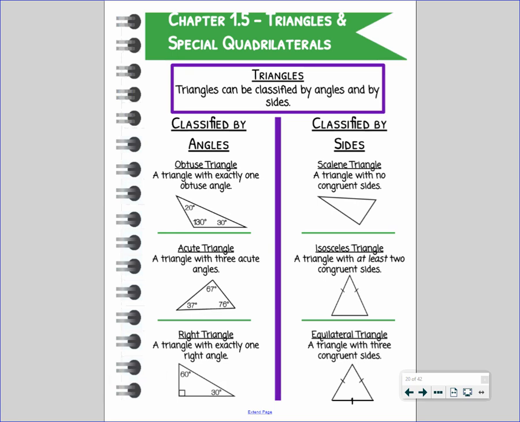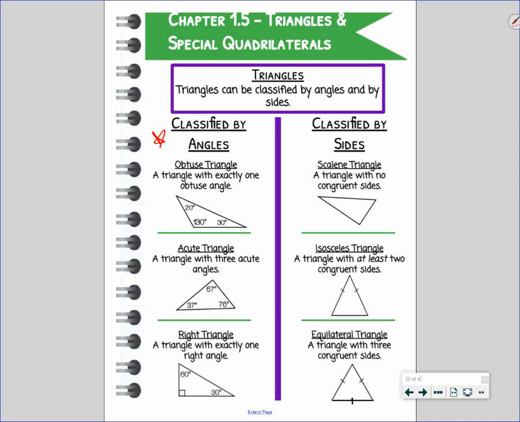Today we're going to talk about triangles and special quadrilaterals. Most of this will probably be a review for you, but I'm going to highlight a few things for you. First of all, we're going to talk about triangles. Triangles can be classified both by angles and by sides. Let's first focus on classifying by angles.